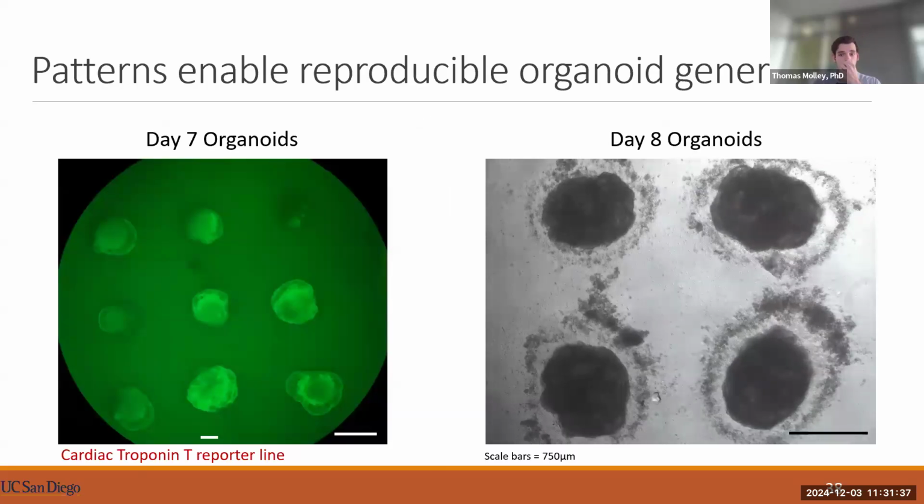So this is sort of just to demonstrate that we can make these arrays of these contractile organoids, and you can sort of see here on the left, we have a cardiac troponin T reporter line. So cardiac troponin T, a key protein in the contractile sarcomeres of these cardiomyocytes, fluorescing green where we have actual contractile cells. So we can make these large arrays of these organoids.